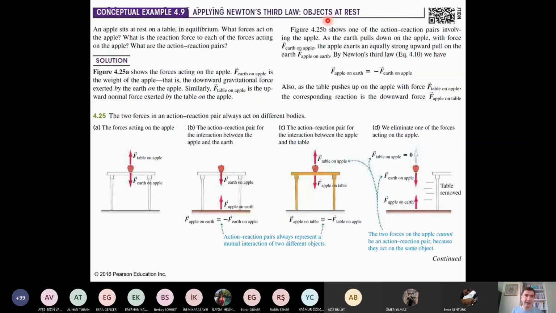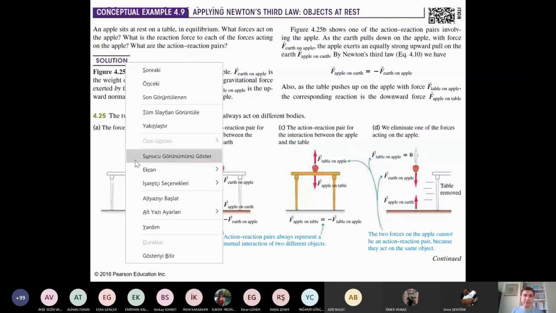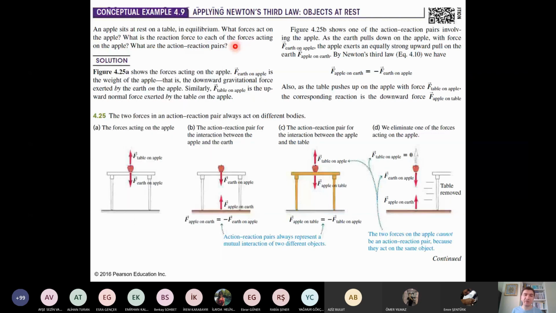An apple sits at rest on a table in equilibrium here. If it is in equilibrium, it means that the net force acting on the apple is zero, okay? Don't forget this one, Newton's first law. What forces act on the apple? What is the reaction force to each of the forces acting on the apple? What are the action-reaction pairs? Here we have 4 different conditions: A, B, C, D. Let's start with A.